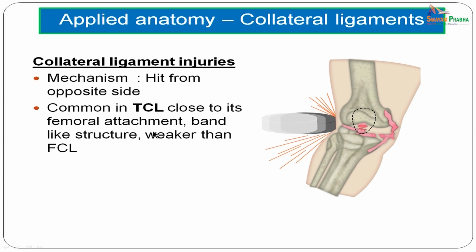The tibial collateral ligament, as we have seen in the earlier part of the lesson, is a band-like structure and is relatively weaker as compared to the fibular collateral ligament, and therefore is injured more often as compared to the fibular collateral ligament.